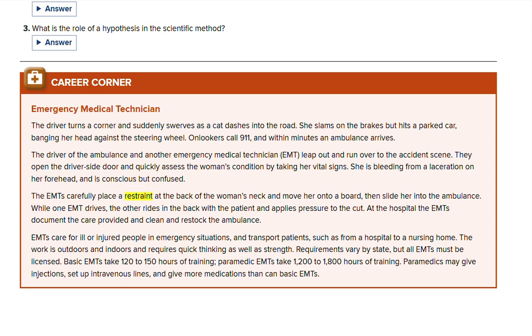The EMTs carefully place a restraint at the back of the woman's neck and move her onto a board, then slide her into the ambulance. While one EMT drives, the other rides in the back with the patient and applies pressure to the cut. At the hospital, the EMTs document the care provided and clean and restock the ambulance.